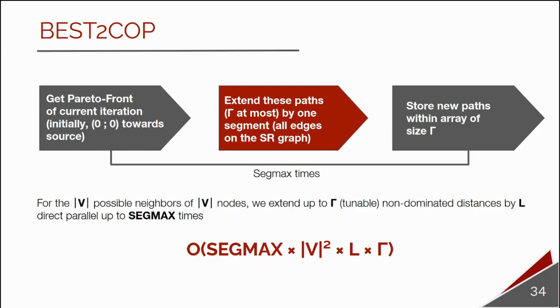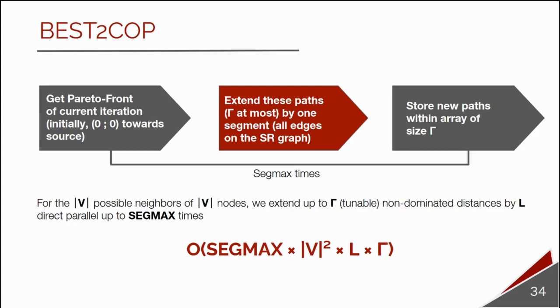So basically, during an iteration of this algorithm, you have to consider at most all the nodes you know how to reach, so all the nodes of the graph V. You extend them to all of their neighbors, which can be V as well. They may have L parallel links between them, and you may have to extend gamma paths because it's the maximum number of paths that you can have towards each node, right? And so you have the complexity of our algorithm because you do this segmax times, and it leaves you with the complexity which is displayed at the bottom of your screen.